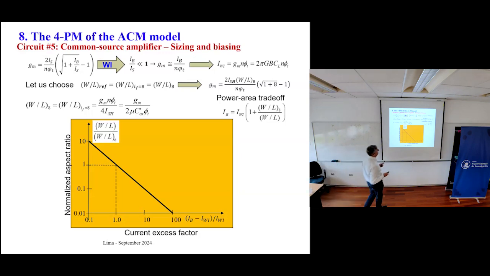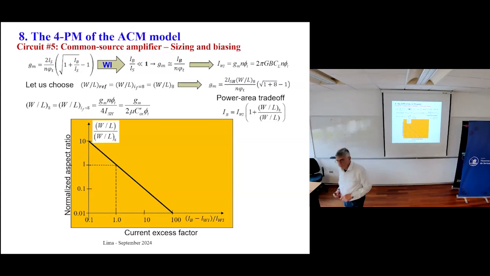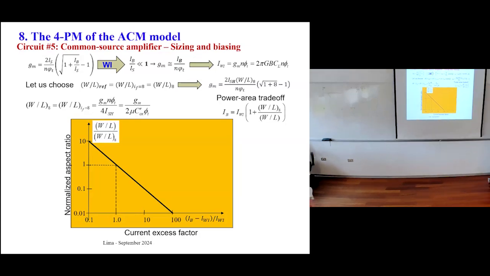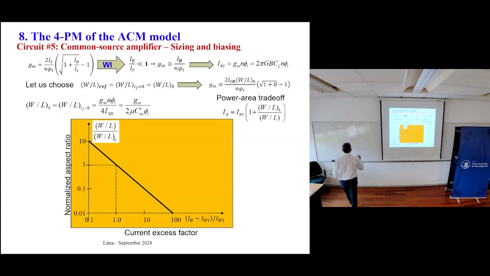this graph represents transistor aspect ratio versus what I call excess current. Okay. There's one message here. There is a minimum current that satisfies this design. There is a minimum. And this minimum is given in weak inversion.